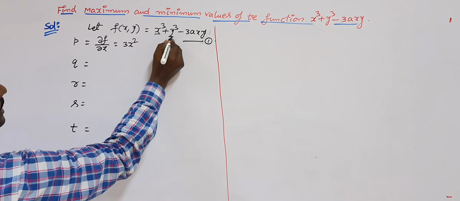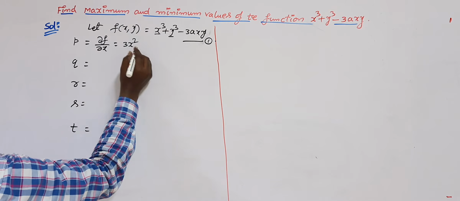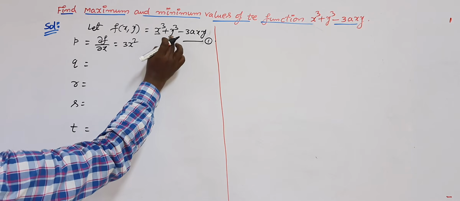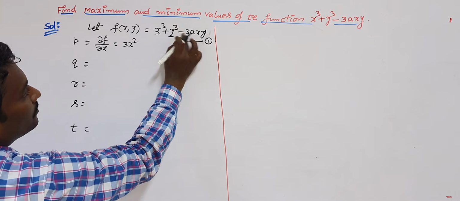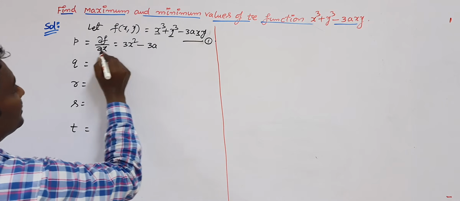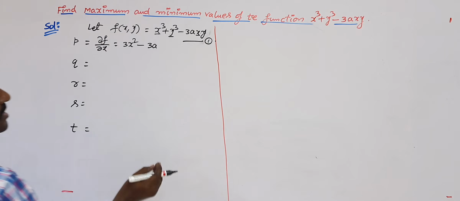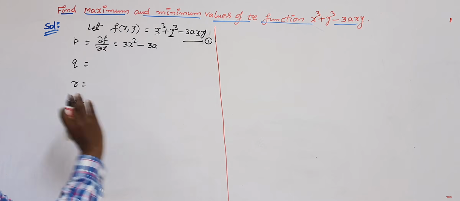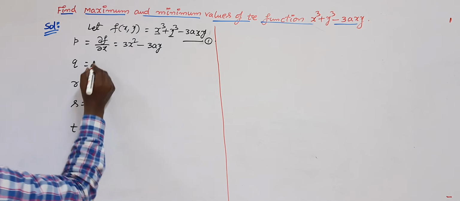Y cube is entirely in terms of y, so its partial derivative with respect to x is 0. I do not want to write plus 0 or minus 0, you can directly delete that term. So minus 3a into the derivative of x with respect to x, which is 1, into y. Y is a constant which is in product. If y terms are in product, do not disturb that term, so you can write it as usual. So 3ay.